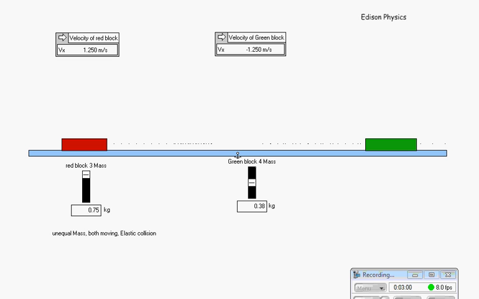Notice in this one that the green one ends up moving a little faster afterwards. Here's our starting conditions. Here's our ending conditions. What can you say about the total momentum for this collision?